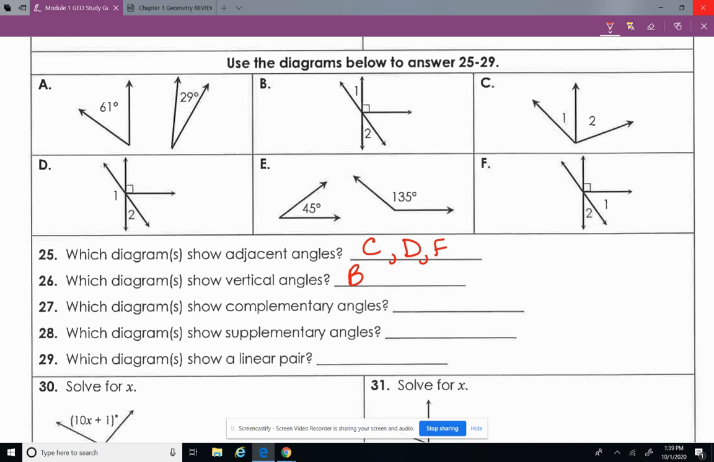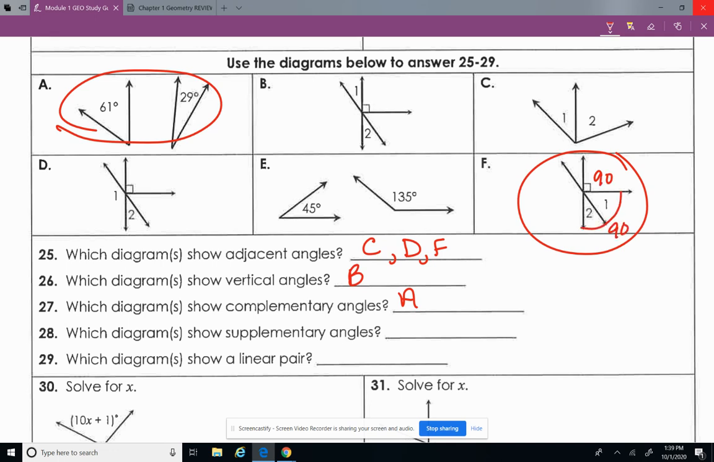All right, 27. Which diagram shows complementary angles? Well, that's going to be A, because if I added those together, that's going to be 90. And then I'm looking around to see if anything else has numbers in it or if I see a 90-degree box. All right, F, because if this is 90, then these two right here together would have to be 90. All right, so A and F.